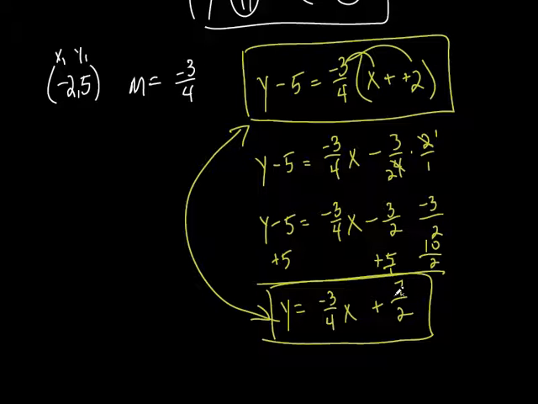They could ask you to put it in point slope form, which would be pretty easy if they give you a point and a slope, right? But then they could also ask you to put it into slope-intercept form, right? You might have to do a little bit of work with fractions, okay? You might have to. All right.